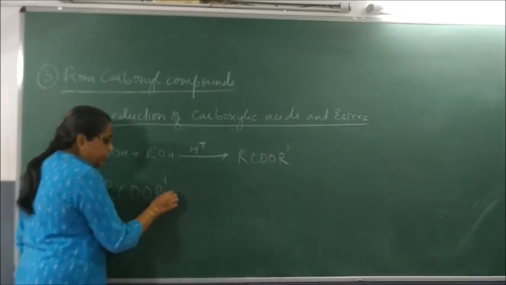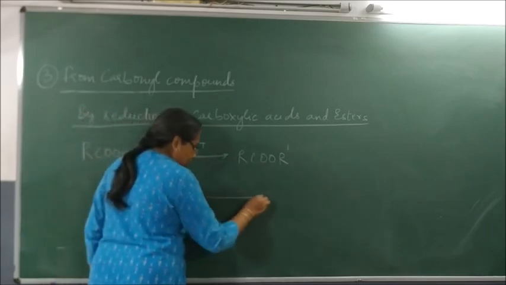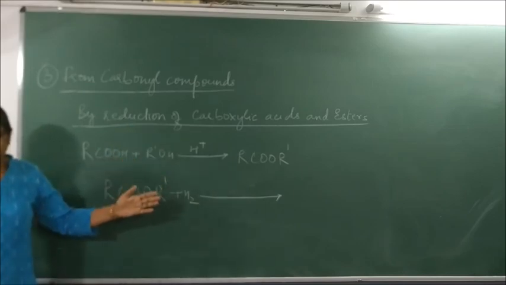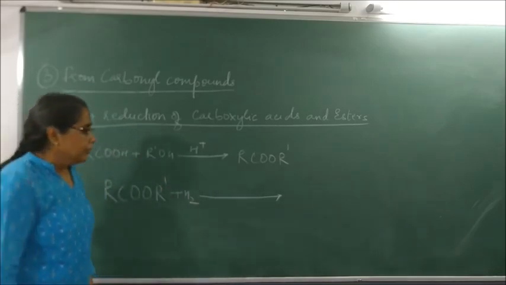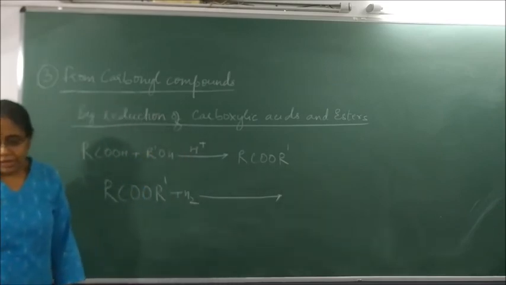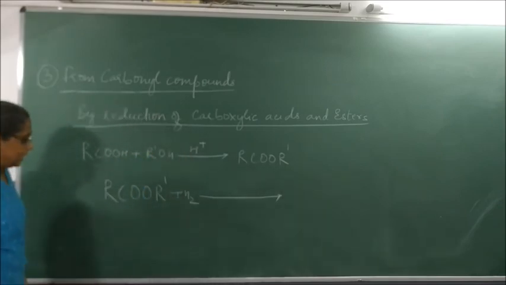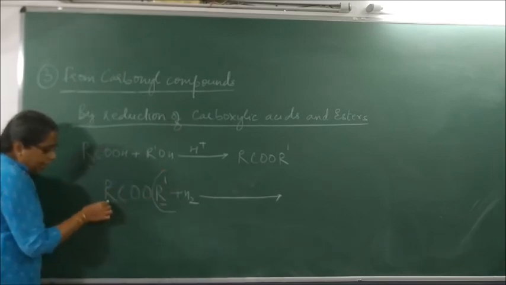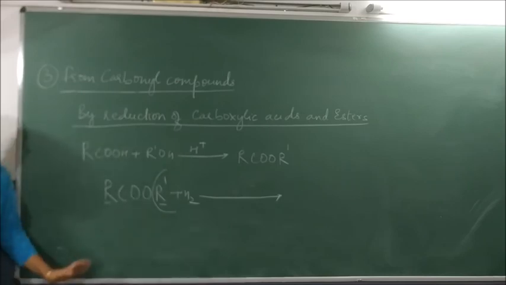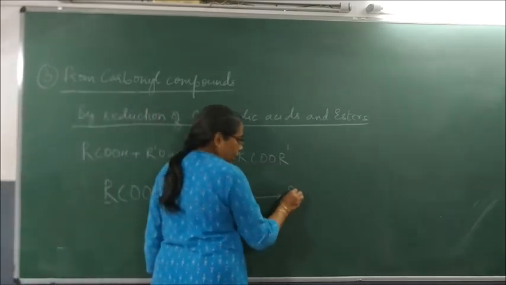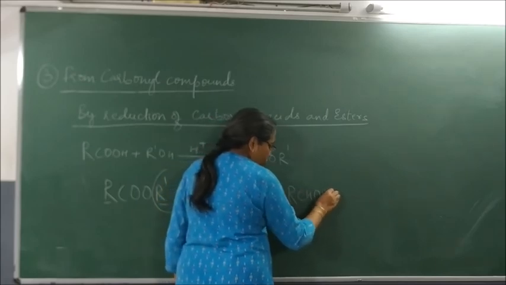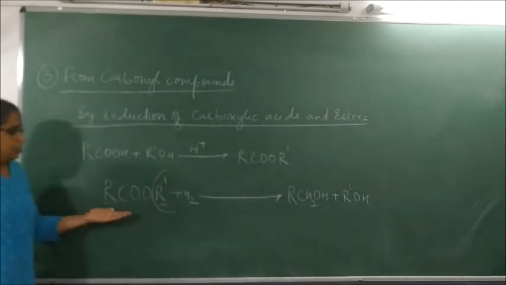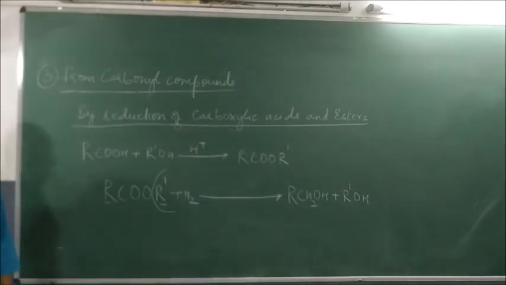This ester RCOOR' when it is reduced in presence of LiAlH4 forms what? Please understand. This part will be converted into alcohol and the acid part will be converted into alcohol. So I will get 2 alcohols: RCH2OH plus R'OH.